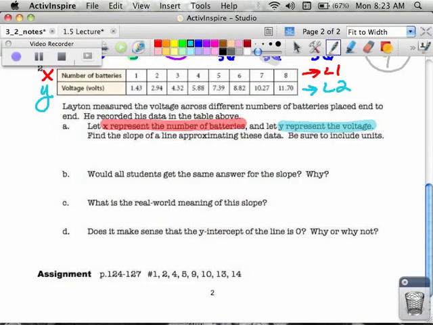4. So one of the situations that we're going to pick is the one that deals with 4 batteries. And we're also going to pick something different. Kim, which one do you want to pick? 6. So we're going to pick these. So these are the 2 points that I'm going to use when I find the slope.